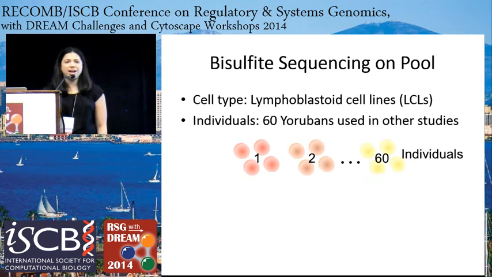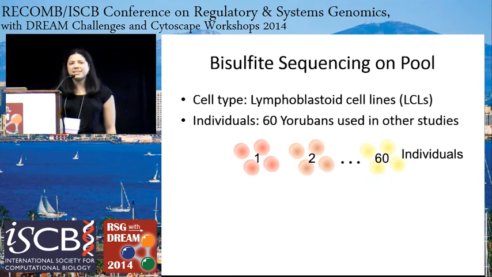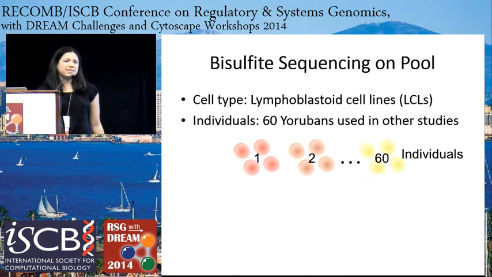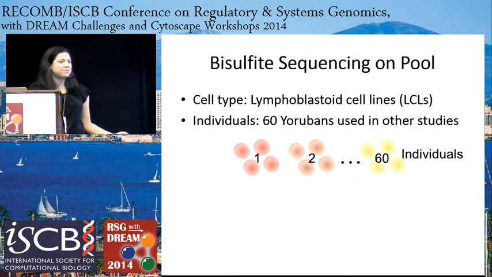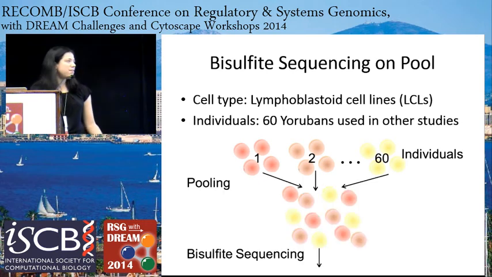Before going into this strategy, I should mention that we applied it to a set of 60 Yoruba lymphoblastoid cell lines, which we abbreviate as LCLs. Our reason for choosing these LCLs is that many other studies have been done on the same cell lines, so we can later integrate the data from these other studies with the data that we generate. So the way we do pooling is we take a small amount of cells from each of 60 individuals, and we combine them into a single pool and do bisulfite sequencing on the pool.